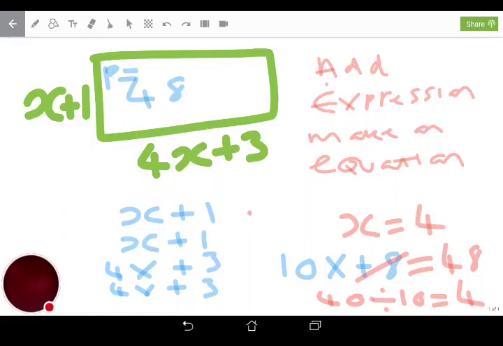And as you can see, that side there would be 5. 5 add 5 is 10. If this was 4, that would be 16 add 3, which gives us 19. 19 add 19 equals 38. 38 add 10 gives us 48.